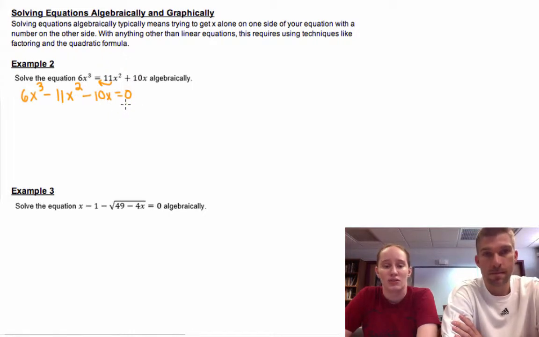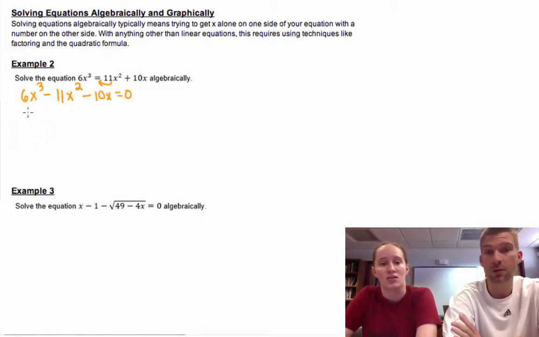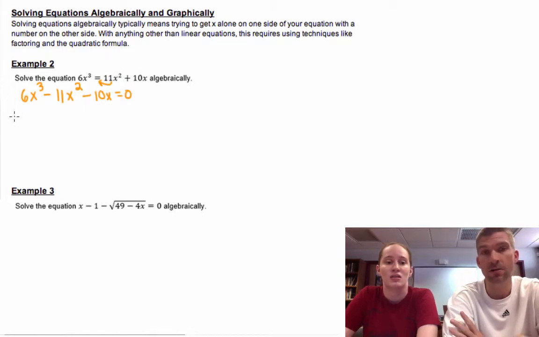Once we have a 0 on the right, then we can try to factor. Yeah, and also, even though we're not doing it at this point, once you have that 0 on the right, you can graph it as well. Right. So that's also important, because you could always check it.